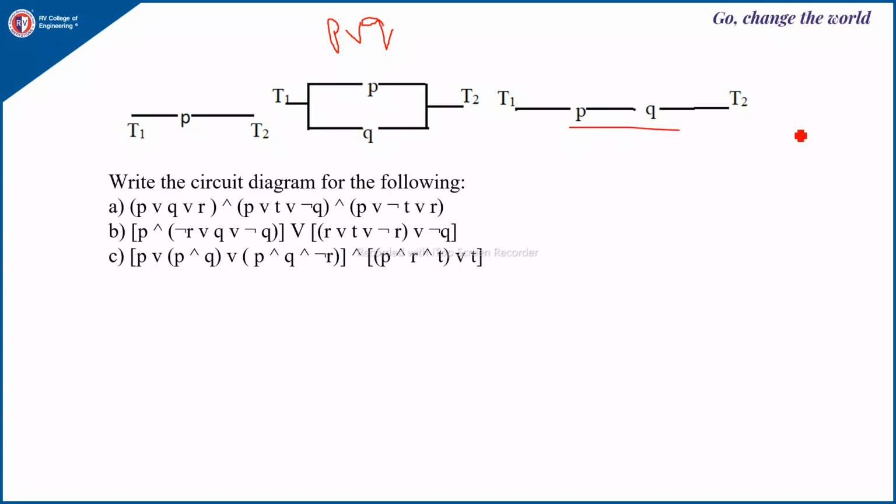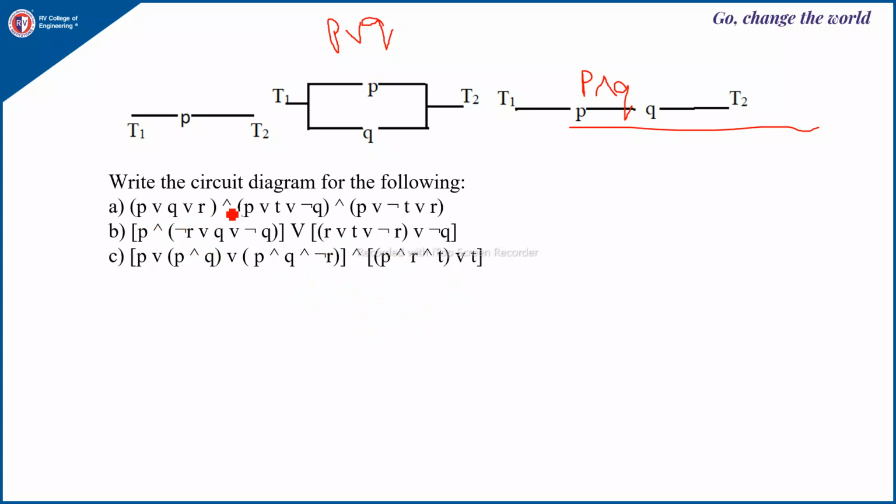Next is T1 and T2. Between that you have a series connection, P followed by Q. To travel from T1 to T2, it requires traveling through P first, followed by Q. So the expression is P and Q. Now write the circuit diagram for the following expression. We will take up one and then the remaining you can do.